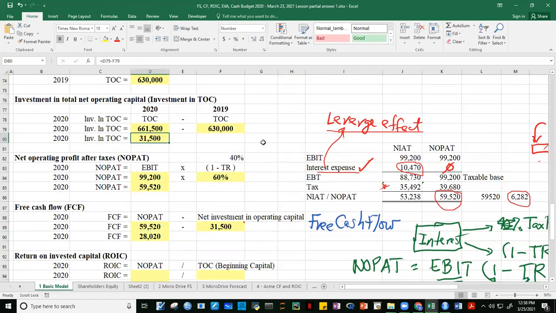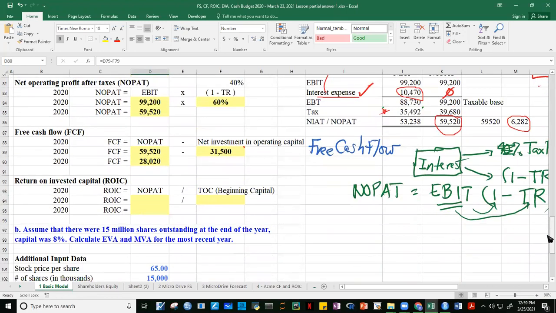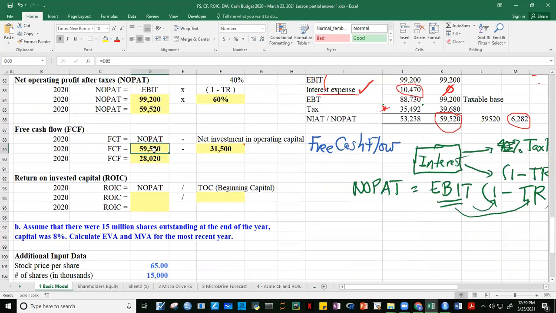Okay. Again, guys, what's investment in TOC? Investments in total operating capital. We say that this is the amount added to operating capital from the beginning of the year up to the end of the year. Okay, so management was provided at the beginning of the year with 630,000 worth of operating capital. At the end of the year, it became 661,500, which means that management was provided additional operating capital of 31,500. Okay, so what we did was that from NOPAT, we subtracted the amount to be used in operating capital, which is 31,500, to get your free cash flow.